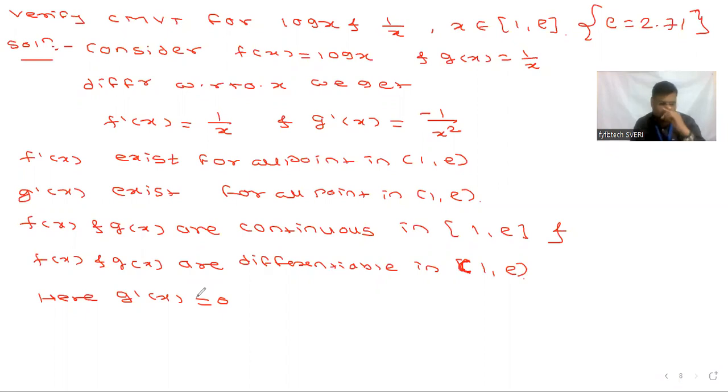Here g dash of x is equal to 0. So g dash of x is not equal to 0, because g dash of x is never equal to 0 here.